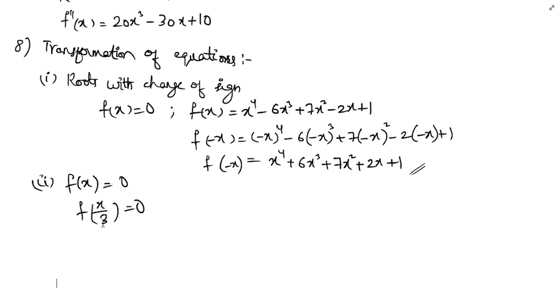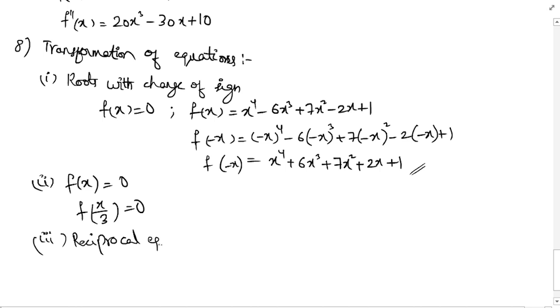That's it. Suppose it is given that the equation is given and we have to find the reciprocal equation for that, then we have to just substitute 1 by x. Okay, for the reciprocal, to find the reciprocal equation we have to just substitute 1 by x. F of 1 by x equal to 0 will be our desired equation.